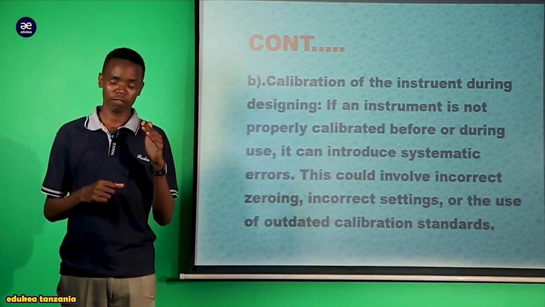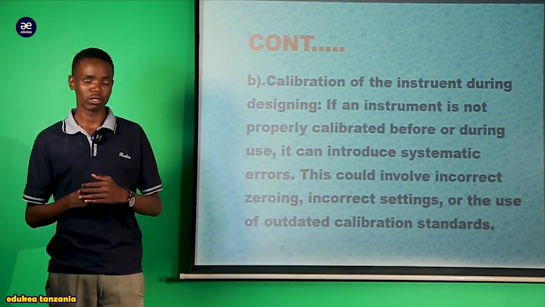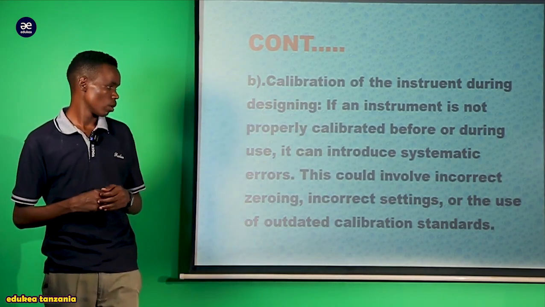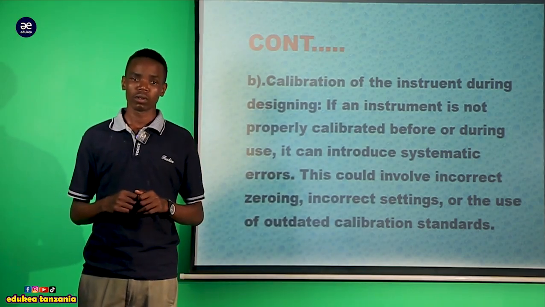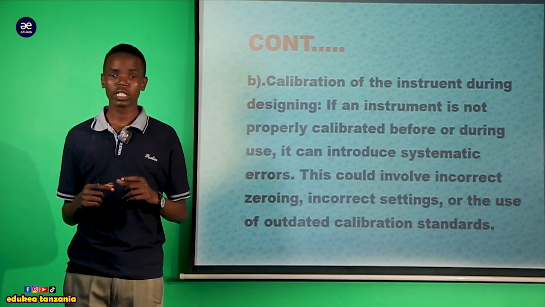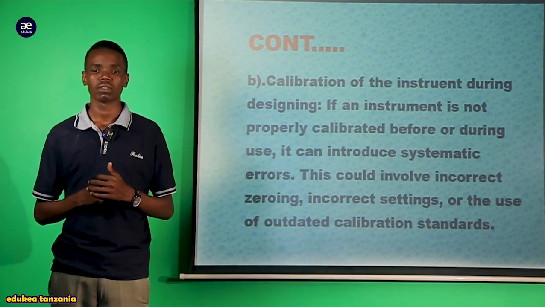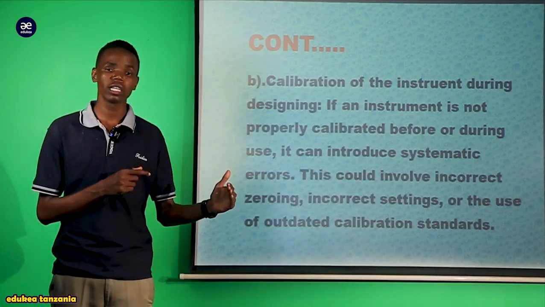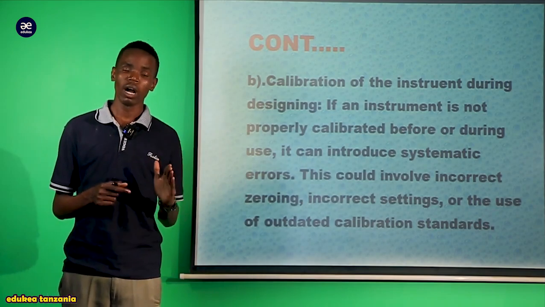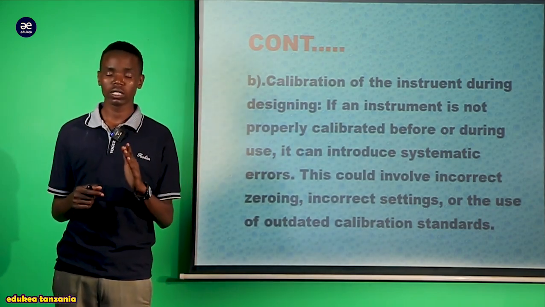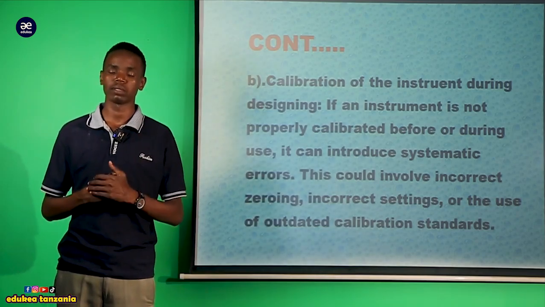That may result in the formation of the systematic errors or incorrect setting. When you are not careful in setting your instruments, kwamba natakiwa nianze kwenye 0 kuweza kuhesabu, ukaanza kwenye 1. All in all, you will cause the systematic error to occur during the measurements.